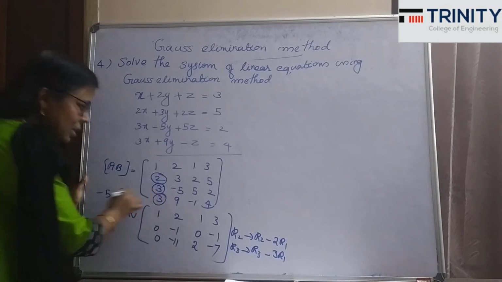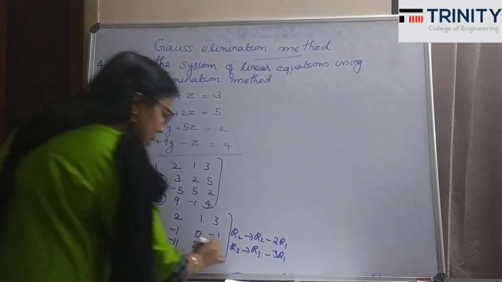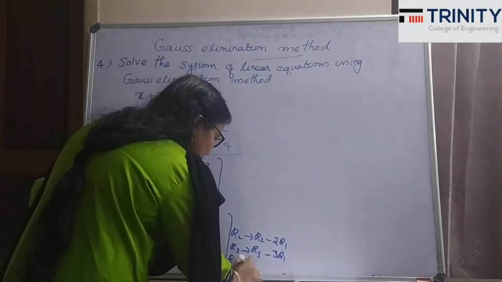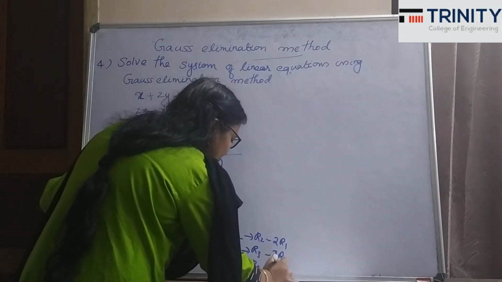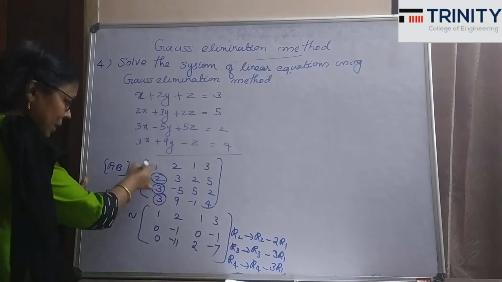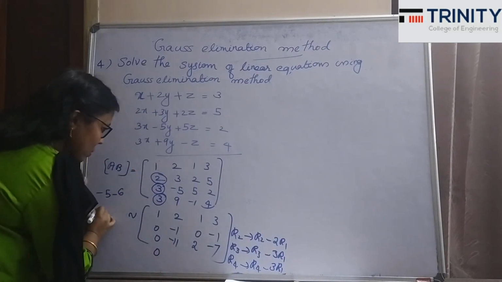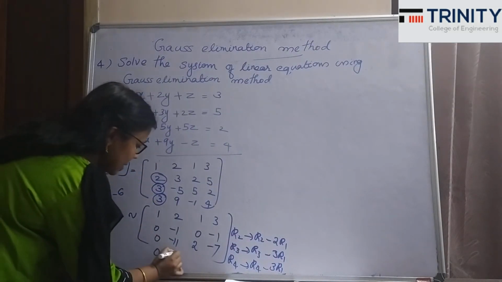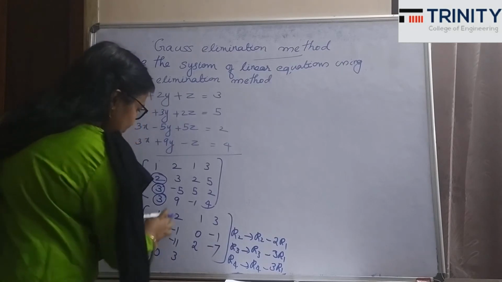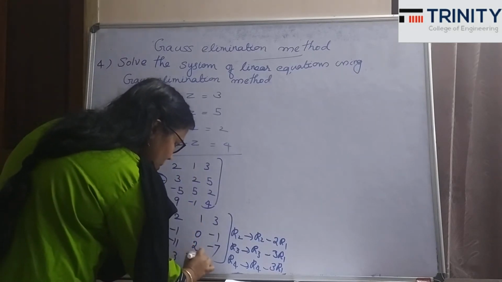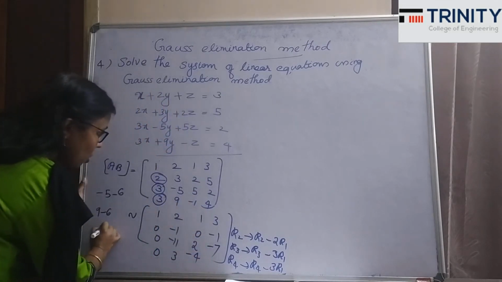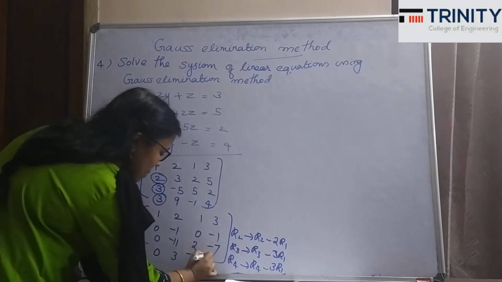Then we have to change this 3 as 0. That is R4 becomes R4 minus 3 R1. That is 3 minus 3, 0. 9 minus 6, 3. Then minus 1 minus 3, minus 4. 4 minus 9, which is minus 5.